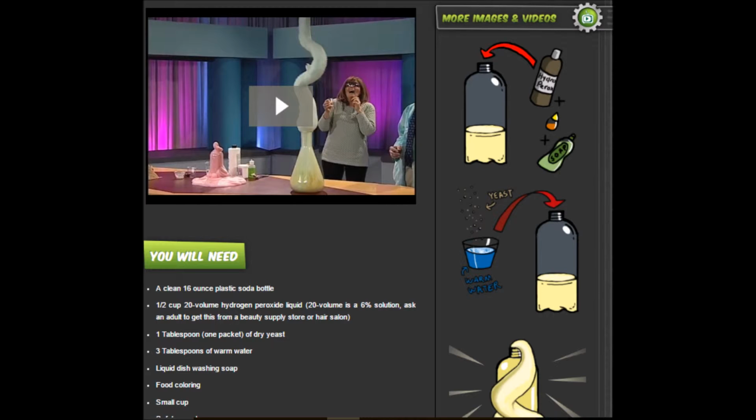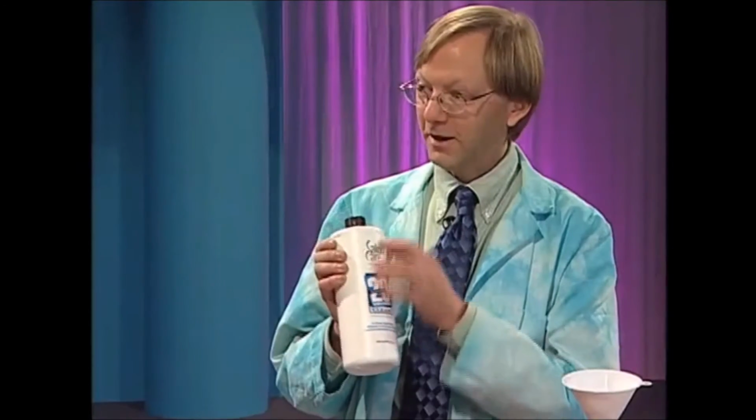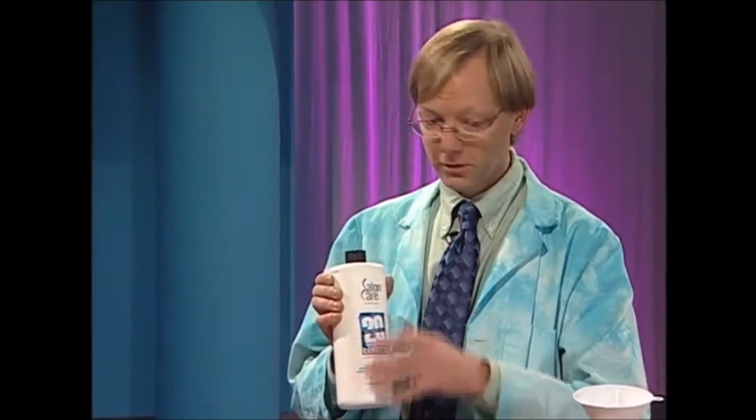On the website, it is clear that the directed audience is kids, as the chemicals such as 6% hydrogen peroxide and yeast are used, which are easy to acquire and also safe to use. First, we've got, this is actually a hair care product. It's 20 volume, it's hydrogen peroxide, but it's a little stronger than what you might find in the drugstore.